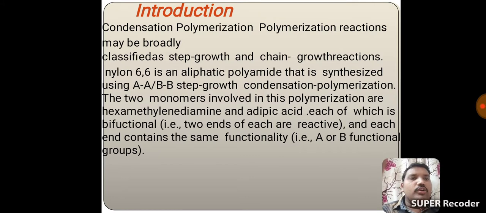We already know the functionality of a monomer. Hexamethylene diamine and adipic acid are both bifunctional, and each end contains the same functionality, that is, A or B functional groups.